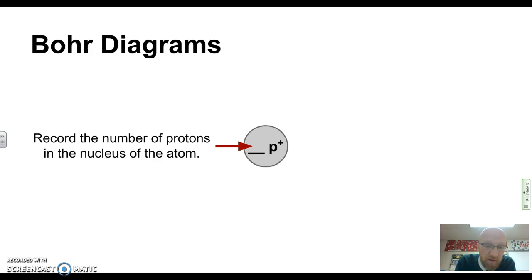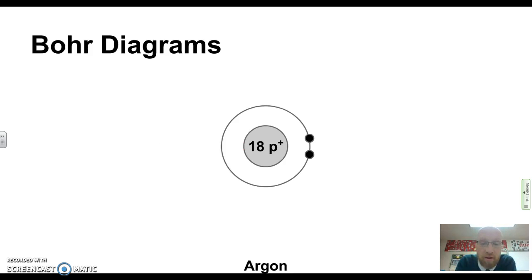The other thing is I like to color this in, just shade it lightly with my pencil to designate it as being a solid particle in the middle of the atom and not a ring. You're going to see there's lots of other rings that go around it, and I don't want the rings to be confused with the nucleus, so I shade it in.